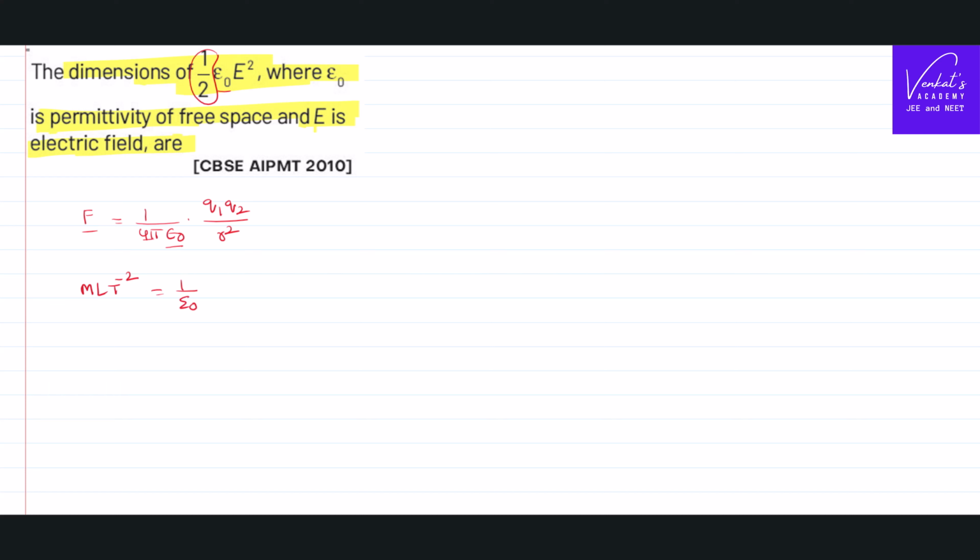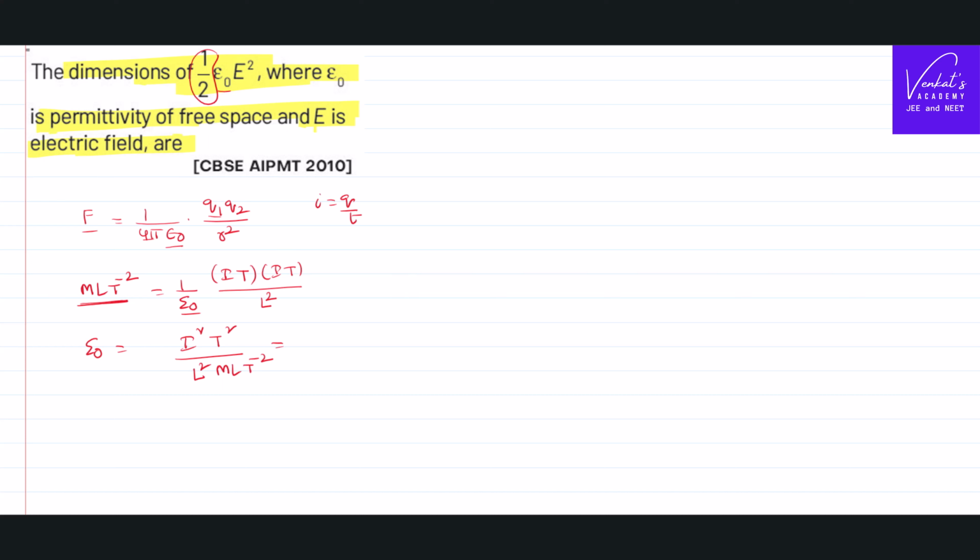For epsilon naught, I have to find a dimension. Q is the charge. Current is defined as rate of flow of charge. So Q can be written as I into T. Dimension of current is I. Dimension of time is T. Q2 is also charge. Therefore, that is IT. R square is L square. So what's the dimension of epsilon naught? Take epsilon naught to this side and get force to the denominator. So epsilon naught is I square T square by L square, as it is in the RHS. Let us get the LHS to the RHS in the denominator, MLT power minus 2.